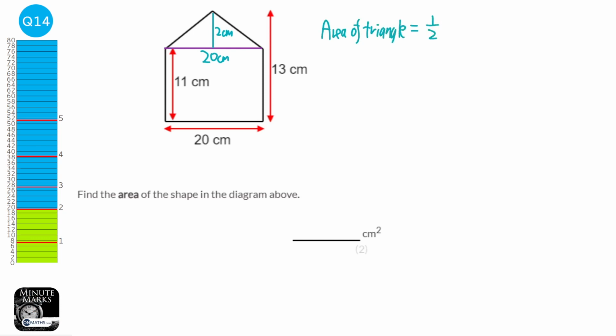Which is going to be half times base times height. Half times the base, which is 20, times the height, which is 2, will just give us 20.